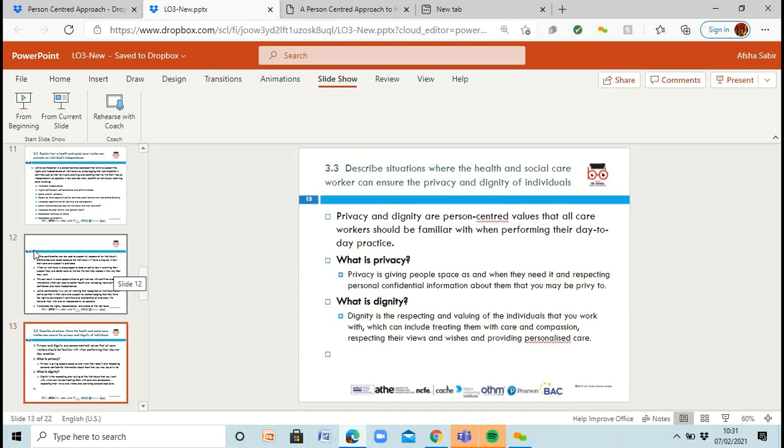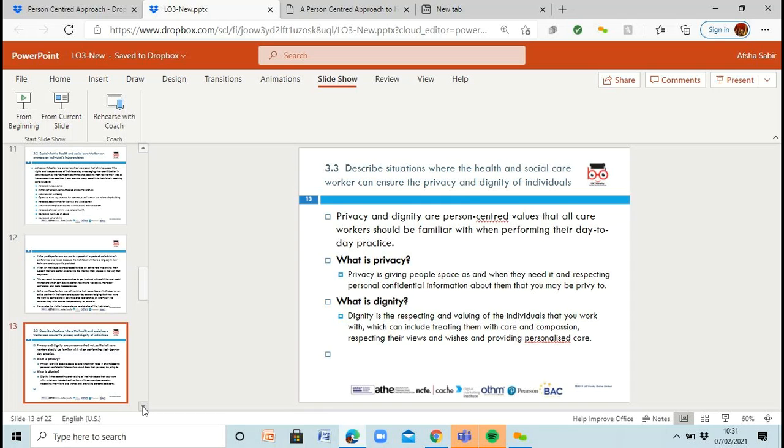Okie doke. So we'll carry on to 3.3. So 3.3 is describe situations where health and social care workers can ensure the privacy and dignity of individuals. Now, over these next couple of slides, we're just going to go over what privacy is, what dignity is, and so on with that.